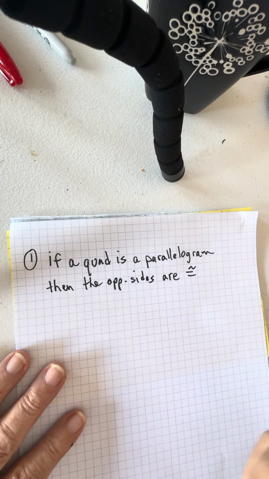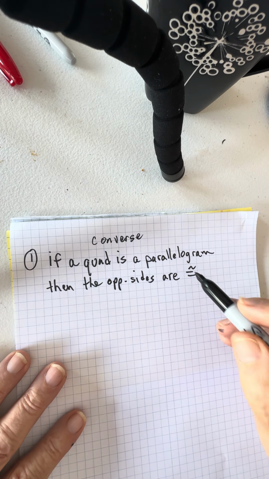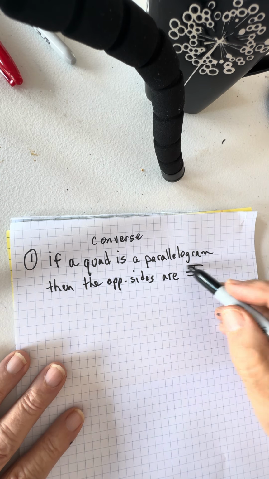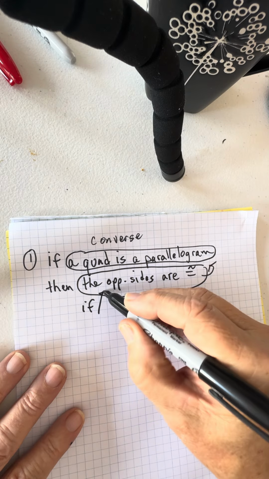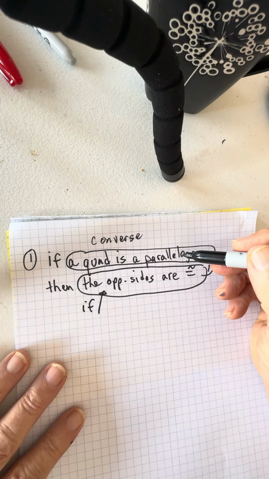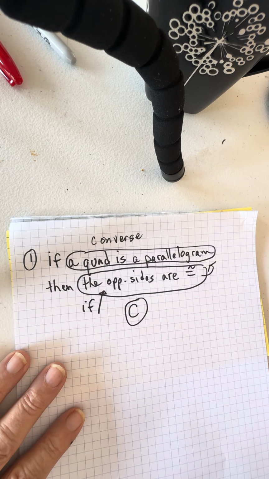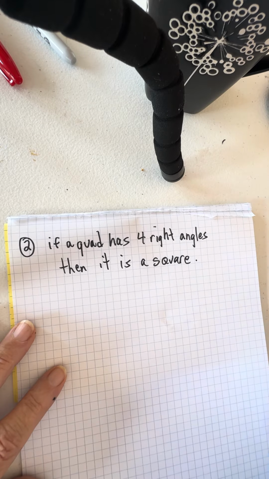So if you don't remember what a converse is, I have to switch this with this. The then and the if get switched. So this has to become the if portion. So if the opposite sides are congruent, then the quadrilateral is a parallelogram. And that is choice C, as in Charlie.